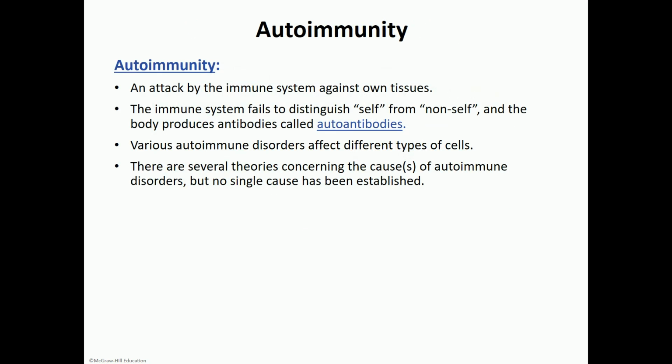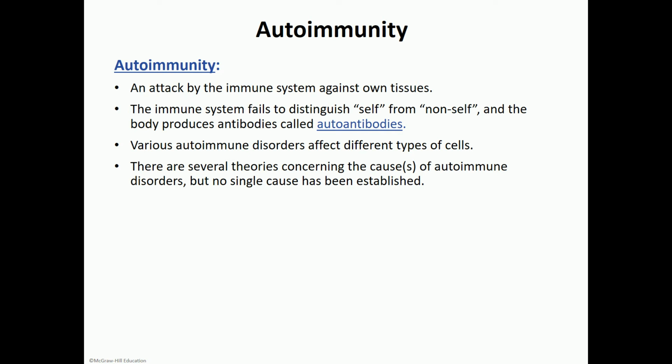Now, autoimmunity, we've talked about it several times. That's where the immune system will make antibodies against its own tissue. It loses the ability to differentiate between self and non-self, and it makes what are known as autoantibodies. These autoantibodies can attack different kinds of cells depending on the antibodies that are being made. And unfortunately, we do not know the exact cause of autoimmune diseases.